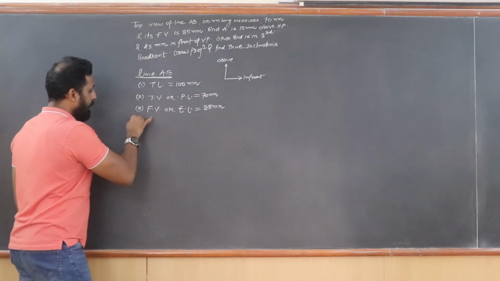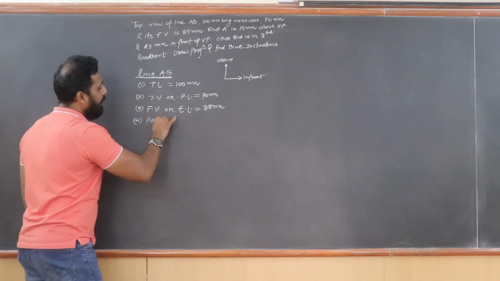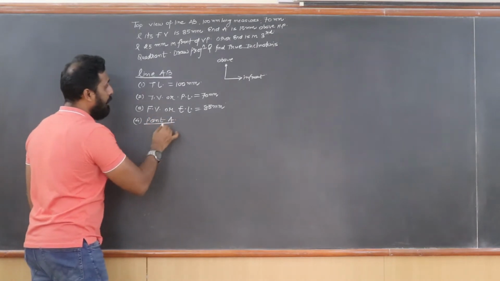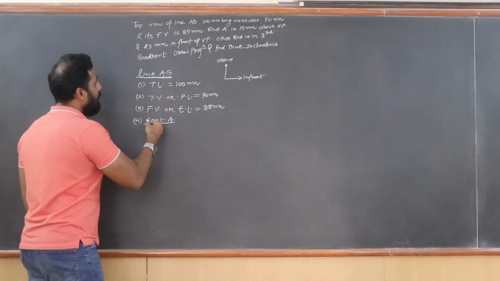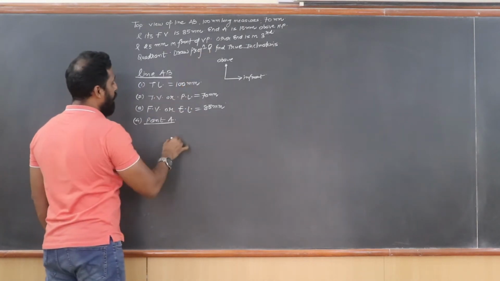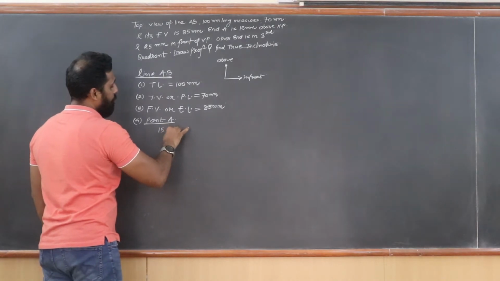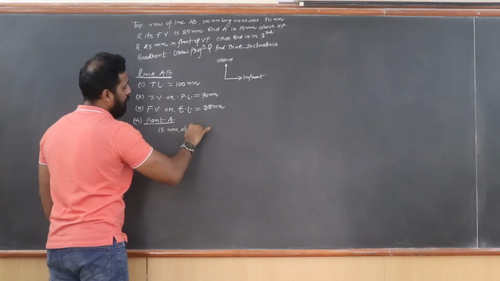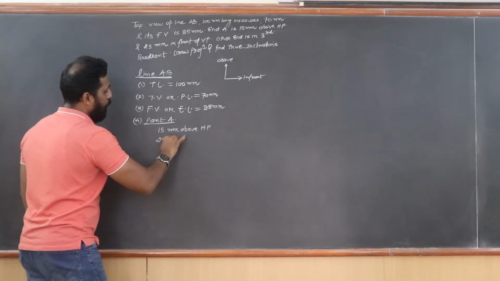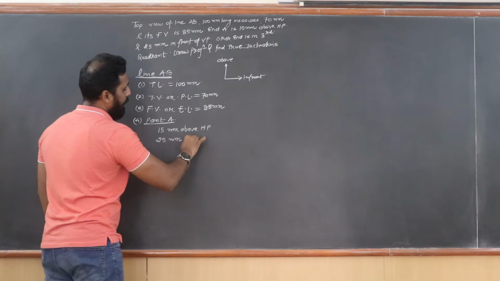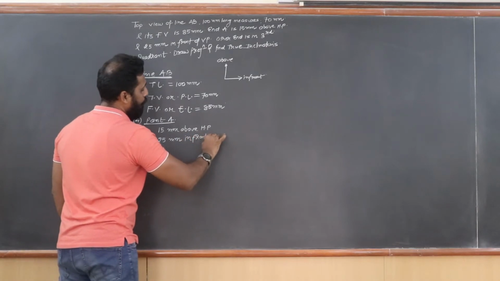So the fourth data that is given to us is about point A, and not just one single data, 2 different data have been given about point A. He's telling point A is 15 mm above HP, and 25 mm in front of the VP.